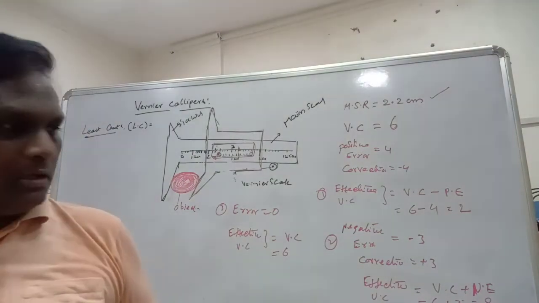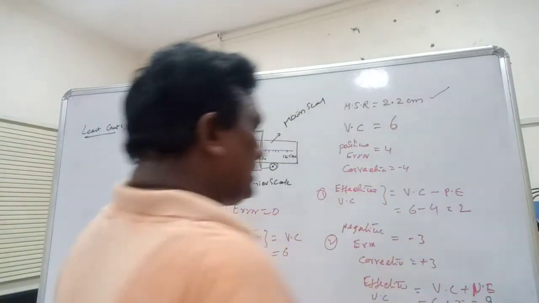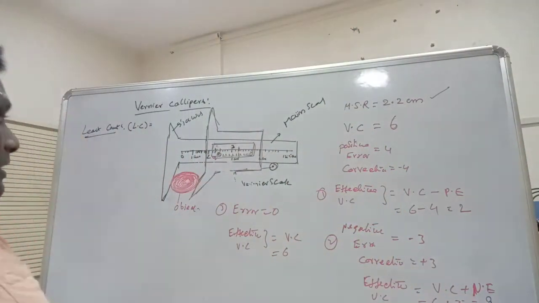6 plus 3, 9. Good. Very good. 6 plus 3, 9. Okay. Right. So I'll repeat here again.